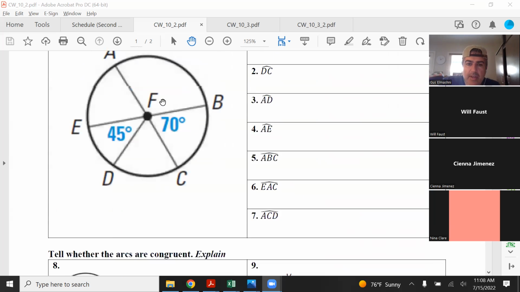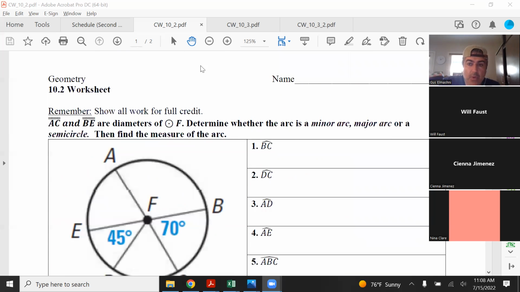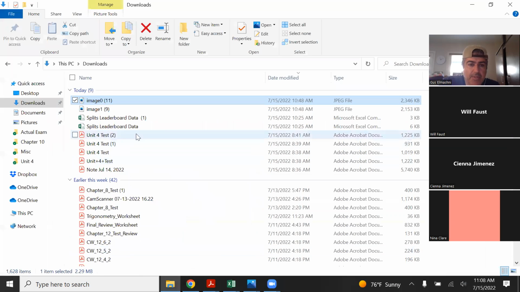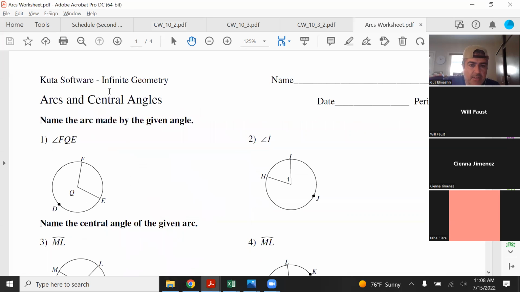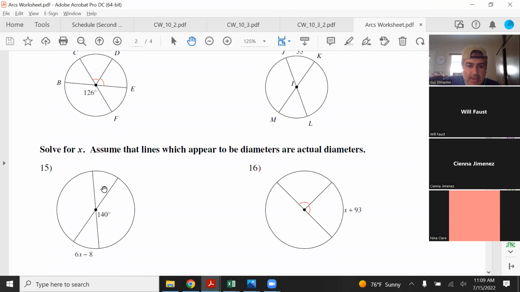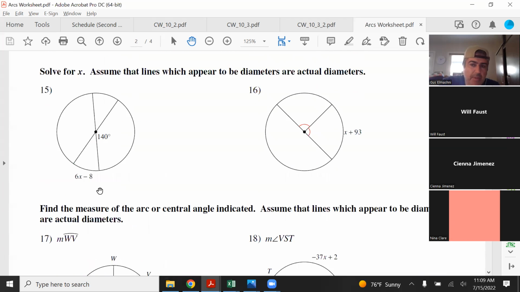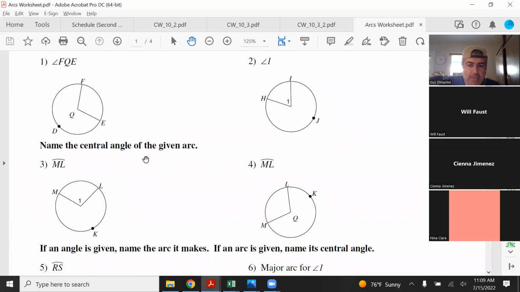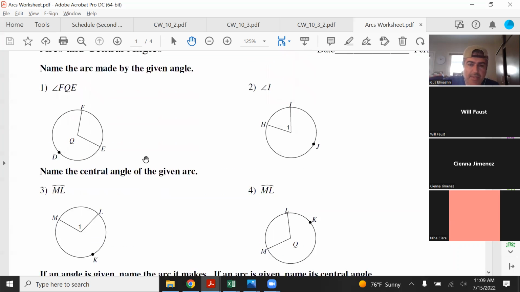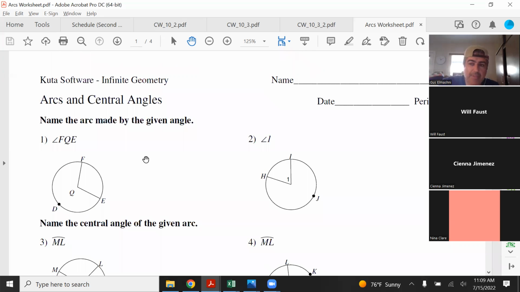Okay, so I think we're okay with 10.2. So there's going to be a homework assignment on this. Let me show you the homework assignment right now. It's on arcs. You can see here, name the arc given by the given angle. Angle FQE, that'd be arc FE. You can see it says here, arc FE, right? So I'm going to go over these with you before we finish our class today. Angle 1 is arc HI, right? Or name the central angle. So these are things I'll go over with you before class gets out. This is part of the homework to give you more practice with arcs.